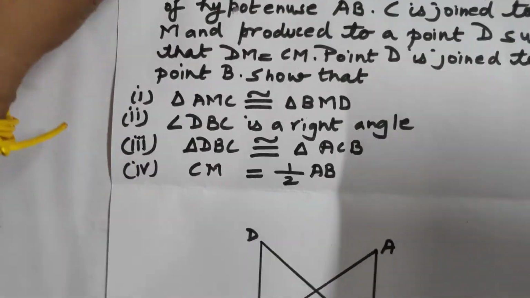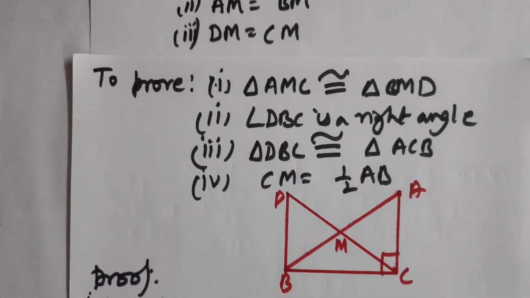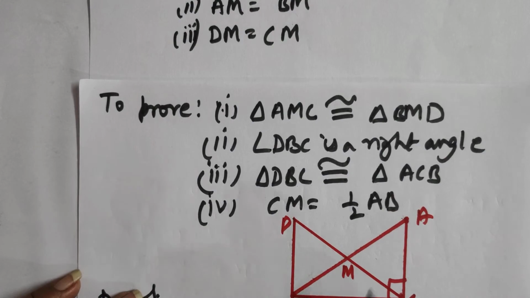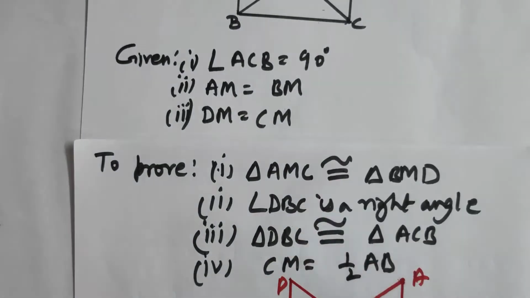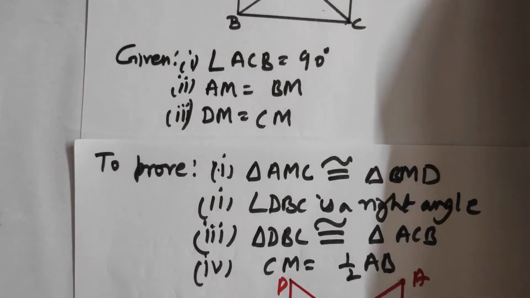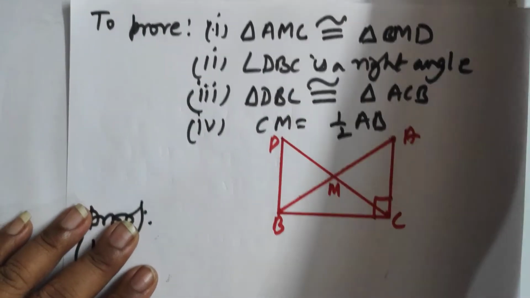Now come to prove. As already given in the question, it is very clear that we need to show this, but we have to write 'to prove' also. So I have written to prove as well as I have drawn the figure. So this is the given, that is okay. These are the things that we need to prove, and this is the figure.